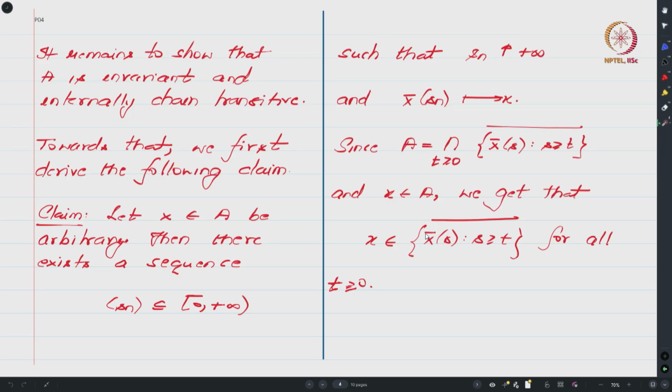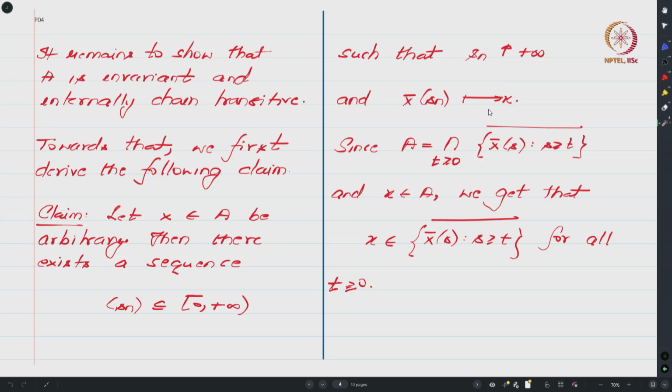So, now it remains to show that A is actually invariant and internally chain transitive. So, towards showing these 2 parts we are going to prove this claim. So, what does this claim say? It says that you give me any element x in A, then there is a sequence Sn in 0 to infinity, such that if you look at the value of your linearly interpolated trajectory at these specific time instances Sn, then they will converge to x.